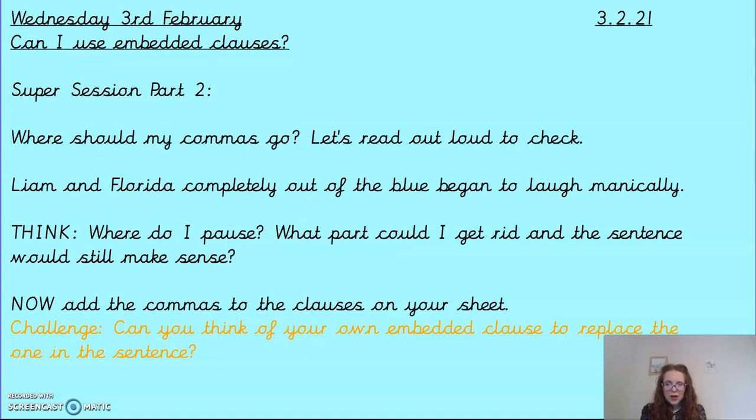Okay, super session part 2. Where should my commas go? Well, I've got a sentence here with an embedded clause, but I've forgotten to put my commas in. How can I add in my commas? Well, my top tip here is read out the sentence out loud to check. 2 things you are looking at is, where do I pause naturally when I'm speaking? And what part I could get rid of and the sentence would still make sense, because that part is going to be our embedded clause.